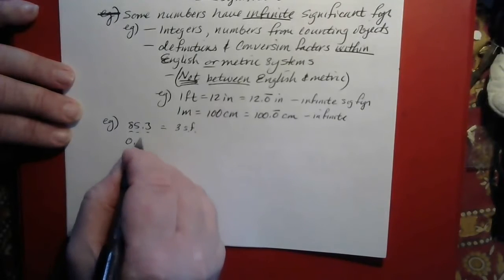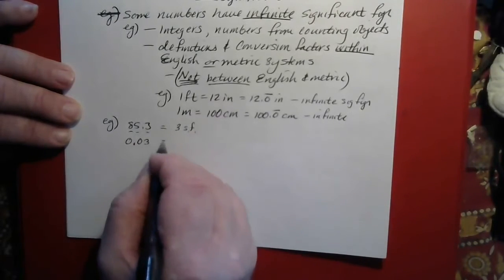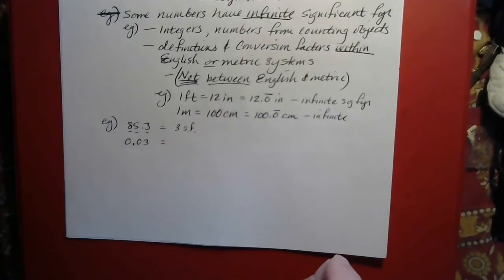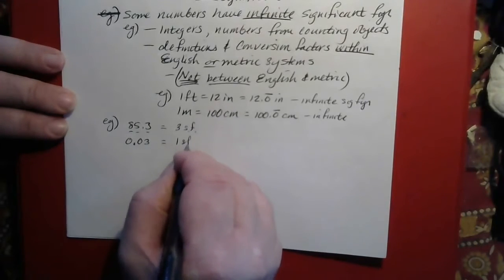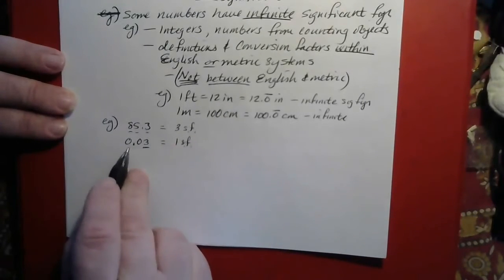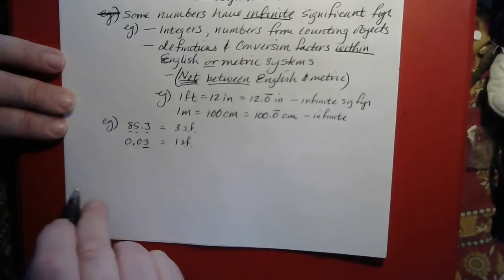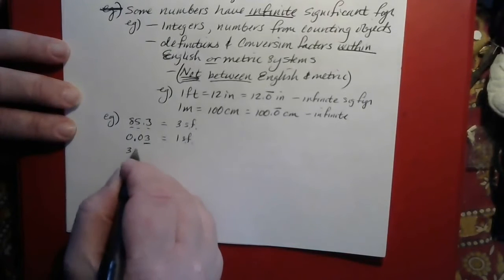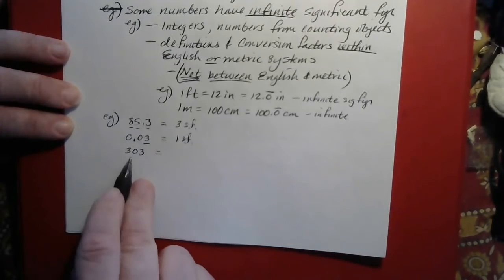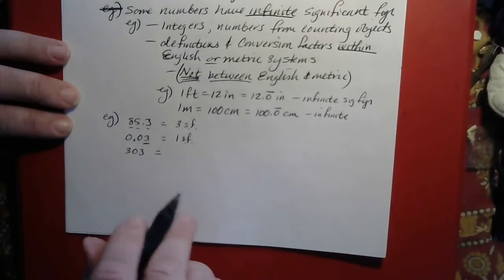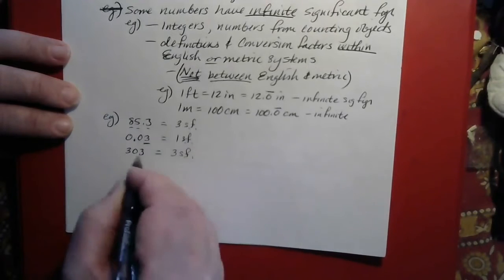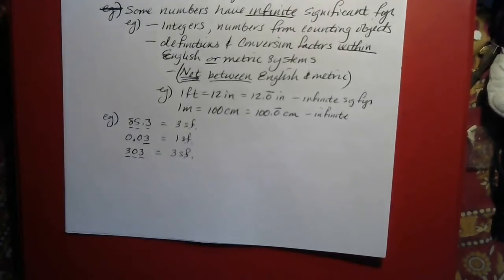If you have a number though like 0.03, how about that? Well, that is only 1 significant figure because again, zeros at the beginning don't count. And both of these zeros are at the beginning. How about 303? That's actually 3 significant figures because the 0 between the numbers that are not zeros, that counts.